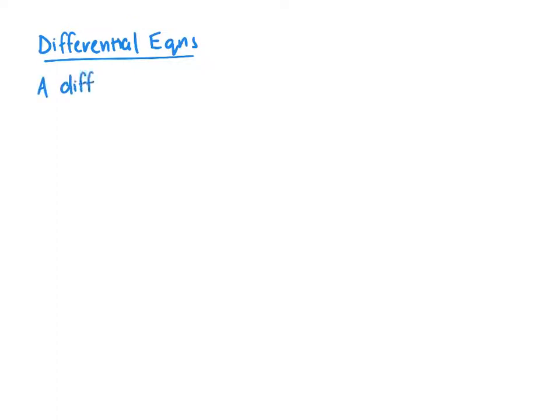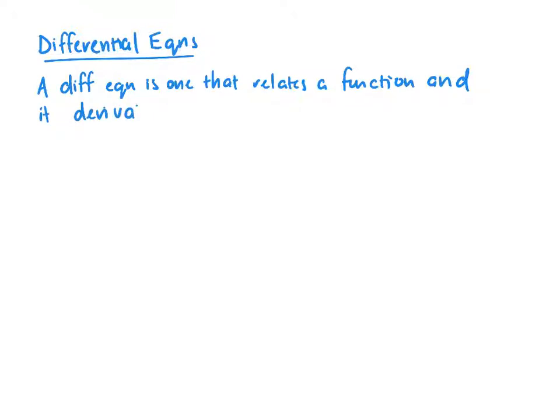Remember, a differential equation is one that relates a function and its derivative or derivatives. So it could involve first derivative, second derivative, and so on, potentially. Here's just a quick example of that. Let's say y plus y prime plus 2y double prime is equal to 4. Okay, so there's some equation involving the function y and some of its derivatives.